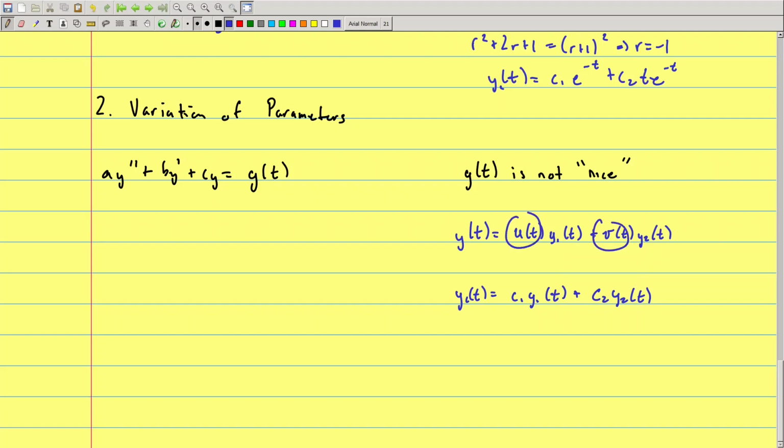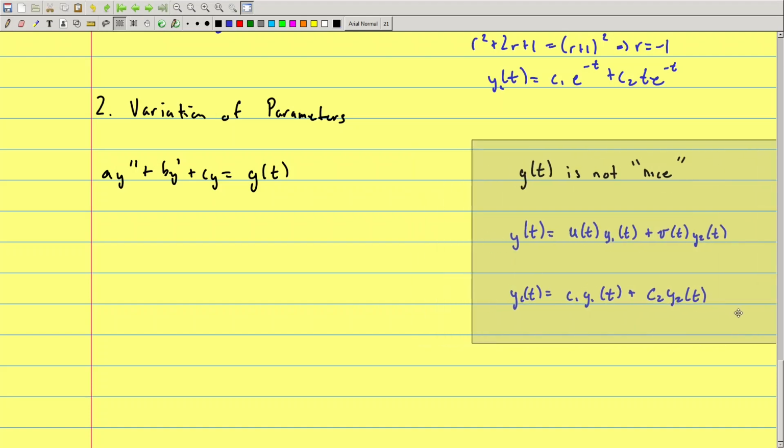And we have unknown functions u and v, or u1 and u2 if you want to write it that way instead, doesn't matter. And we replace c1 and c2 with these function coefficients. And our goal is to figure out what properties these function coefficients must have in order for us to be able to solve the differential equation.